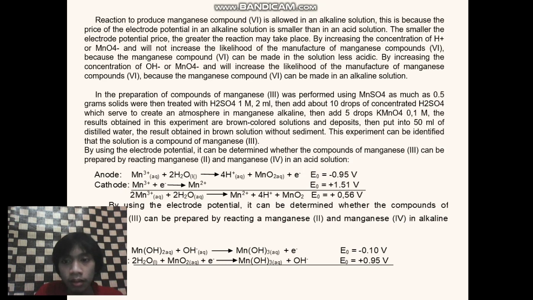From the experiment, the solution can be identified as a compound of manganese 3. By using the electrode potential, it can be determined whether the compound of manganese 3 can be prepared by reacting manganese 2 and manganese 4 in an acid solution. The reaction can be seen in the PPT. Next, using the electrode potential, it can be determined whether manganese 3 can be prepared by reacting manganese 2 and manganese 4 in alkaline solution. The reaction can be seen in the PPT.